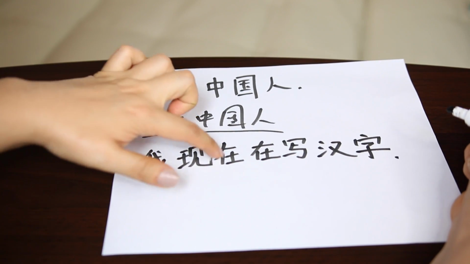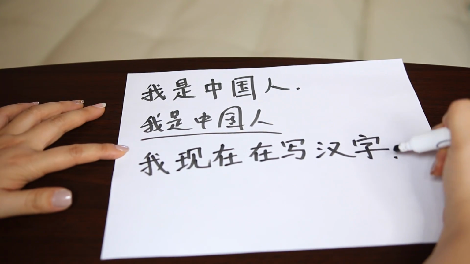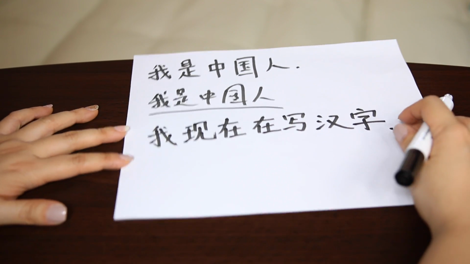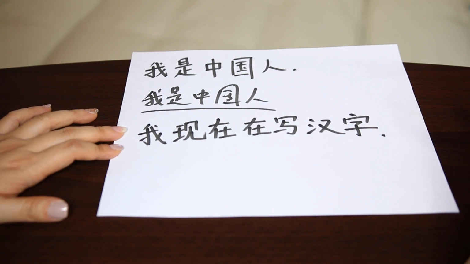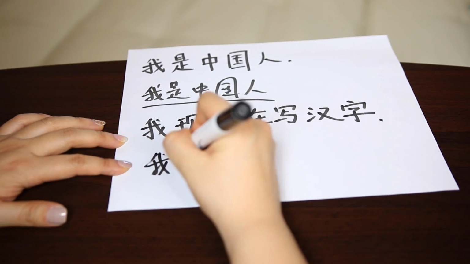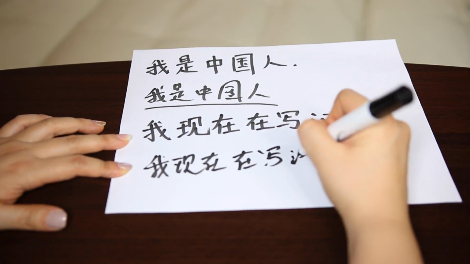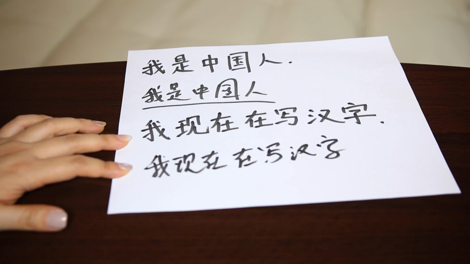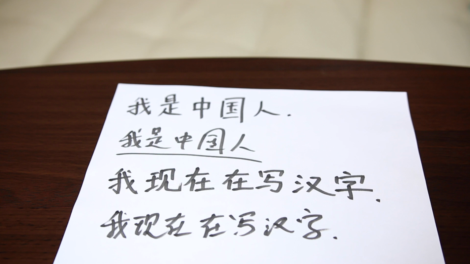So, 我现在 means now, 在写汉字 is writing Chinese characters. This is how we write when we start to learn. Now this is how I write now. I just want to show you guys Chinese characters need practice, not like we just learn it and then we know it. We still need to practice a lot to be able to write like that.